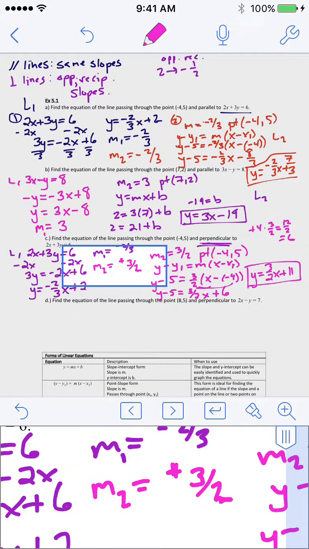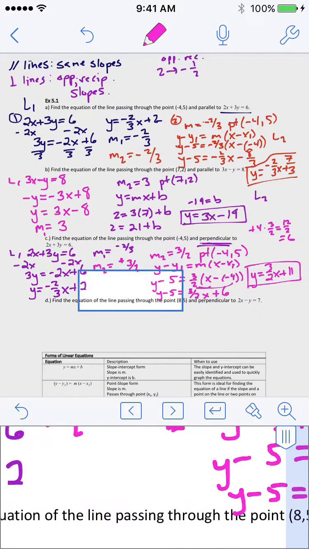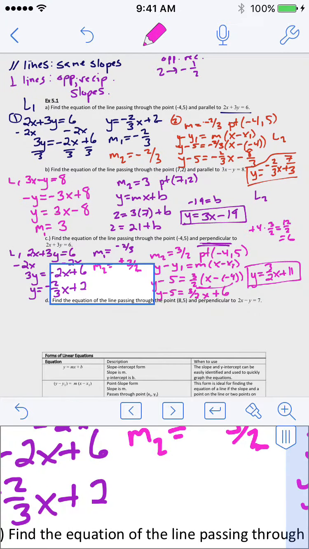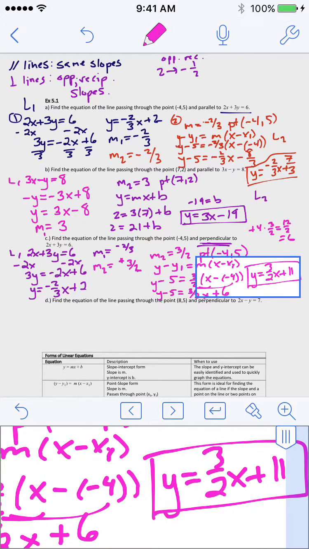Notice these two are not parallel. They do not have the same slopes, but they do have opposite reciprocal. Negative 2/3, 3/2. They do not have matching y-intercepts either. Never is that the case. Their y-intercepts should never match. But they have opposite reciprocal slopes.